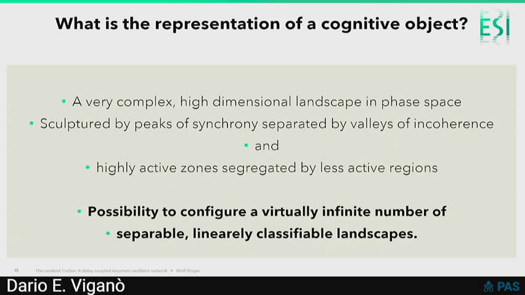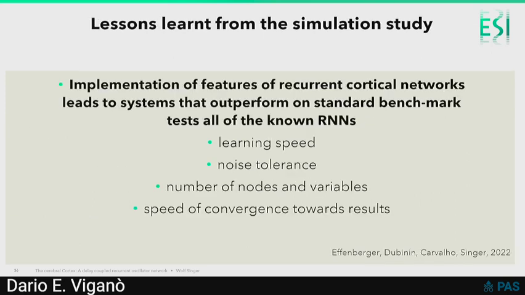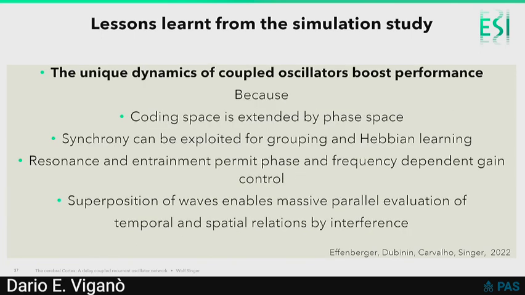There's a strong amplification. So you see immediately that it is possible to configure a virtually infinite number of separable, linearly classifiable landscapes in such a high-dimensional space. So what did we learn? We learned that if we learn from nature, we end up with a system that excels in all respects: learning speed, noise tolerance, number of nodes and variables. I didn't talk about this. The speed of convergence towards results, compared to what we have in the technological domain, at least as far as we could scan the literature.